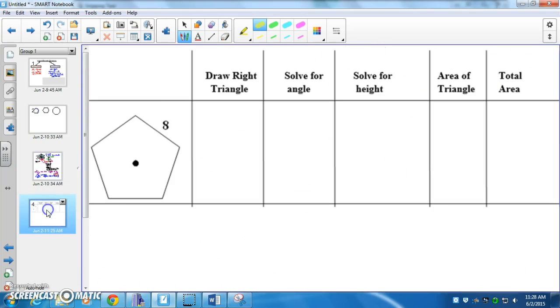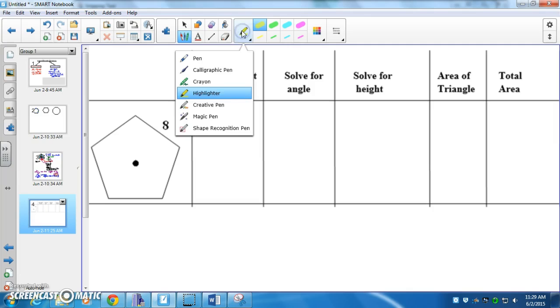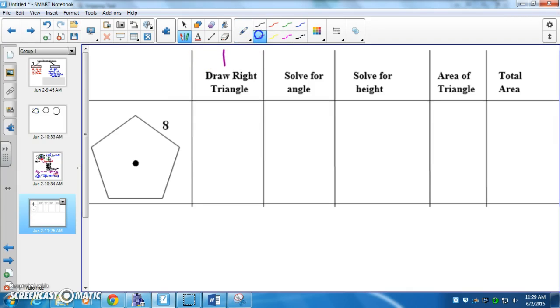Okay, so I talked a lot about drawing triangles. A way I like to set things up for my sake when I solve is I don't care how many sides the polygon is. I like to try and set up drawing the right triangle, which in this case would be my purple triangle. I'm going to solve for the angle, solve for the height, find the area of a triangle, and then find the total area.